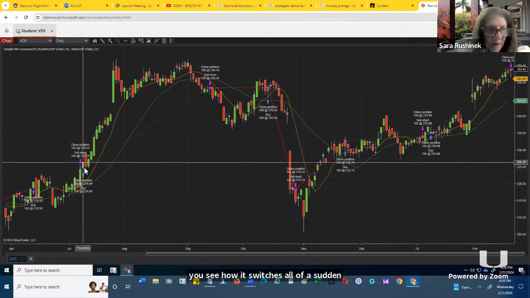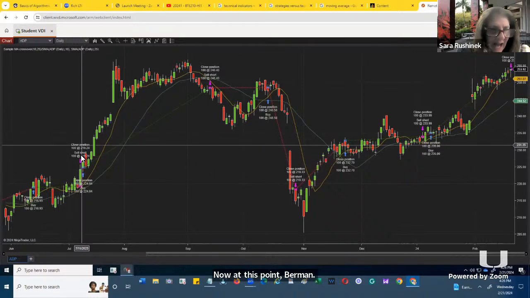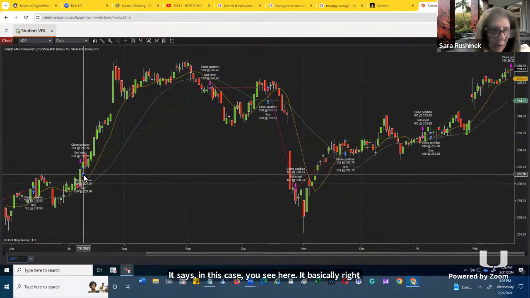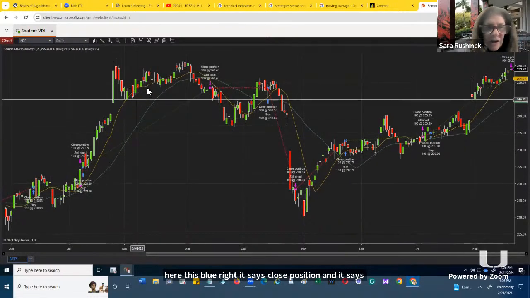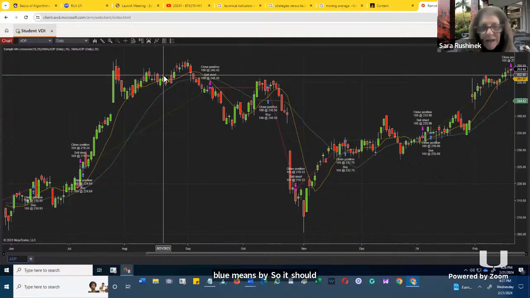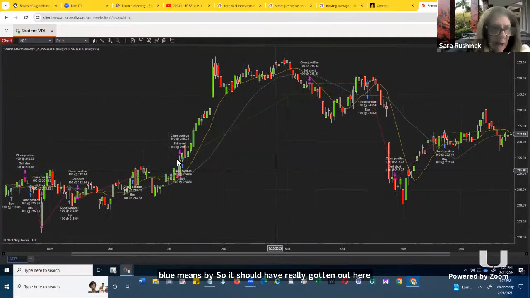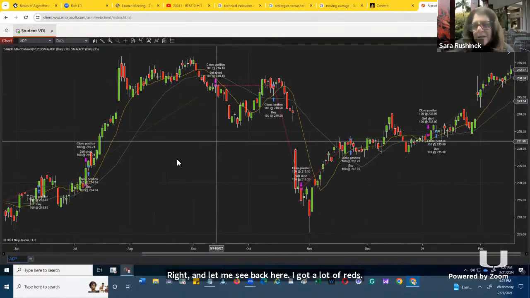Now at this point, Berman, it says sell. In this case, you see here, right here, this blue, it says close the position, and it says blue means buy. So it should have really gotten out here if I need to change it, but it got out here, so it's not so bad. And let me see back here, I got a lot of reds.